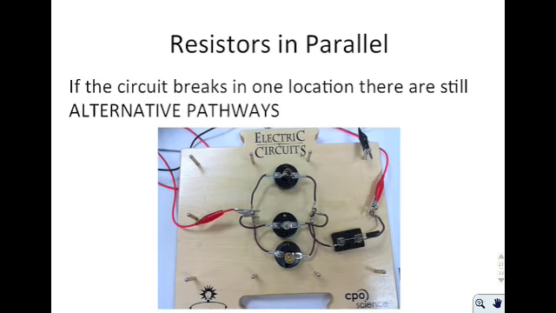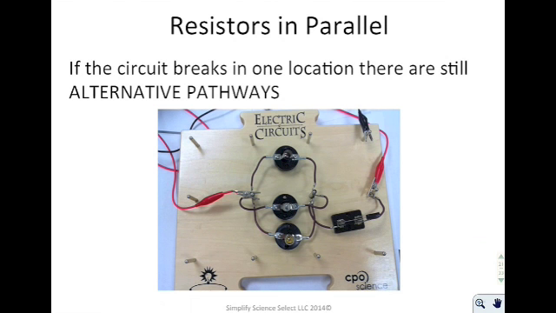Now, resistors in parallel. If the circuit breaks in one location, there are always alternative pathways, and that's the key. And what you see here is a light bulb that has been unscrewed. If you unscrew it, there is still the ability for charge to go through these other two to the other side. So that's the key, the fact that it's an alternative pathway is what makes a resistor in parallel.